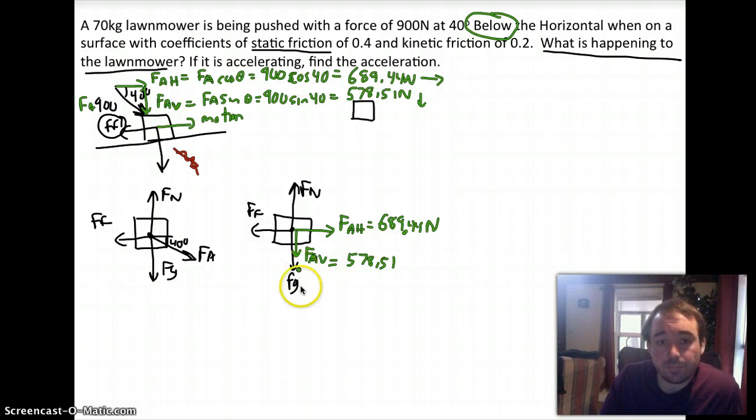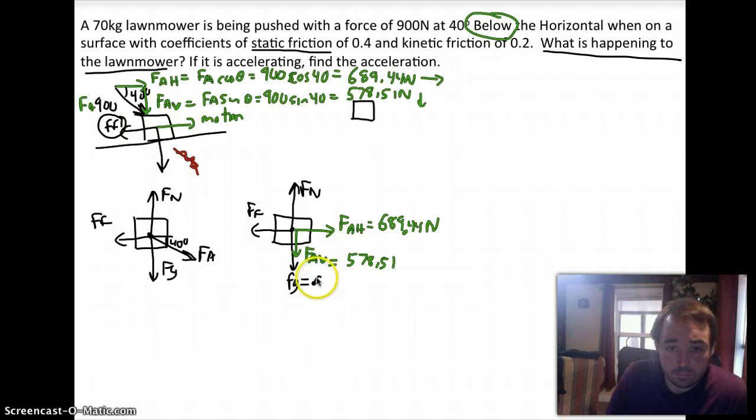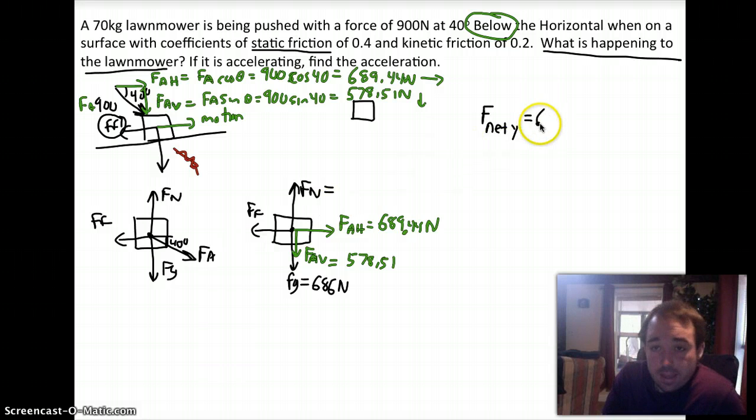Our FG is the mass times 9.8. That hasn't changed. So 70 times 9.8 is 686 newtons. Our force of friction depends on our normal force, but we have to be careful. Usually we just say the normal force is 686, but with these problems you have to look at our F net Y, like we did in the equilibrium lab. Our F net Y has to be 0. The lawnmower is not going to go into the ground, and it's not going to lift off the ground.